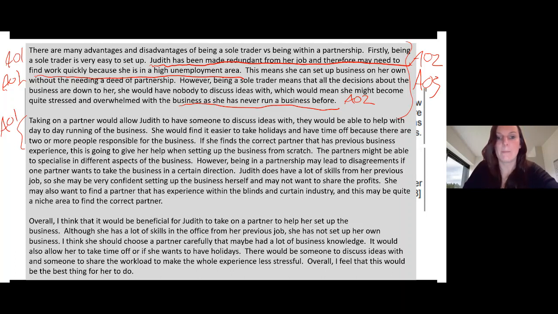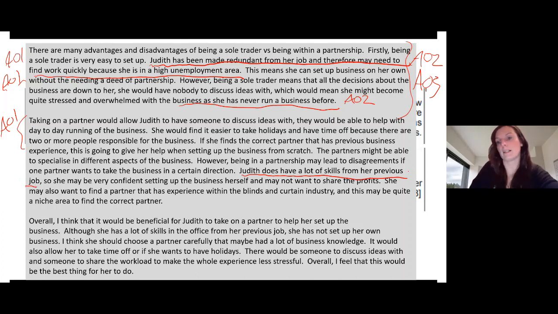If she finds the correct partner that had previous business experience, this is going to give her help when setting up the business from scratch. The partners might be able to specialise in different aspects of the business. However, being in a partnership may lead to disagreements if one partner wants to take the business in a certain direction. Judith does have lots of skills in her previous job. Again, we're looking at AO2 here. So lots of skills from her previous job.